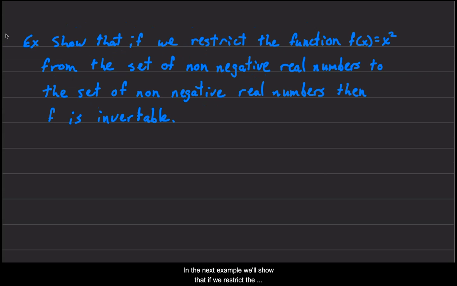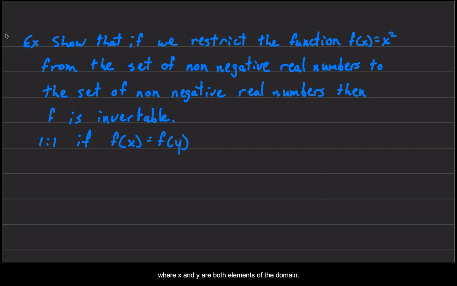In the next example, we'll show that if we restrict the function f(x) equal to x squared from the set of non-negative real numbers to the set of non-negative real numbers, then f is invertible. Once again, we have to show two things. First, we have to show this thing is one-to-one. So we'll say if f(x) is equal to f(y), where x and y are both elements of the domain.